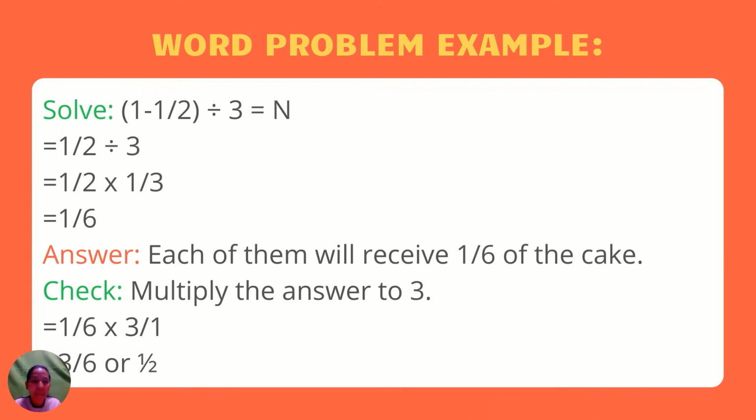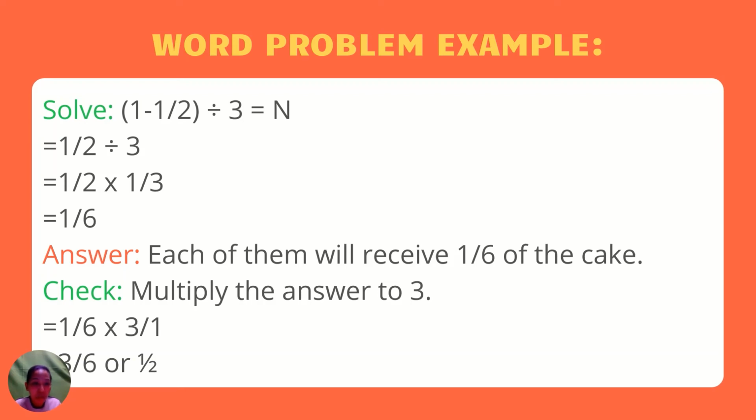Okay? Now, let's solve. 1 minus 1/2 divided by 3 is equals to n. So, alam naman natin na pag yung 1, minus mo yung 1/2 doon, ang answer nun is 1/2, right? So, 1/2 divided by 3 is equals to 1/2 times 1/3. Bakit naging 1/3? Kinuha natin yung reciprocal ng ating second fraction, which is 3. Kasi pag ginawa natin siyang fraction, nagiging 3/1 siya. So, 3/1 reciprocal is 1/3.